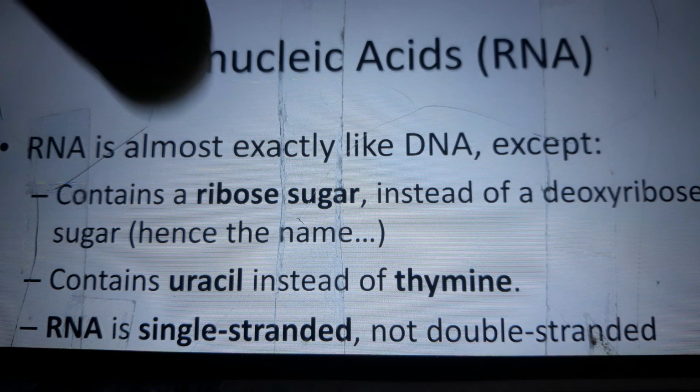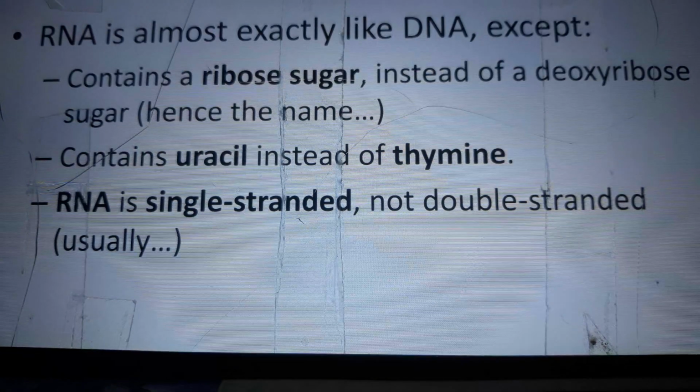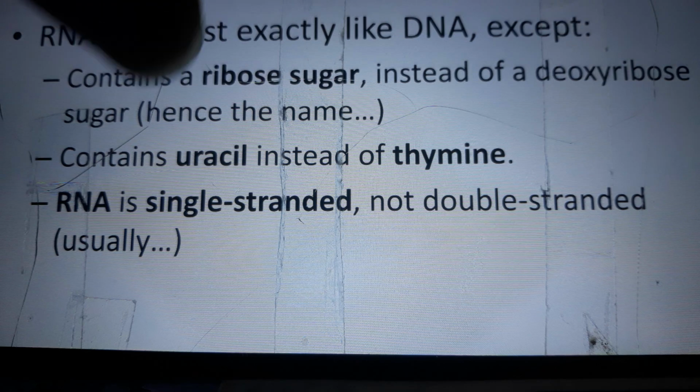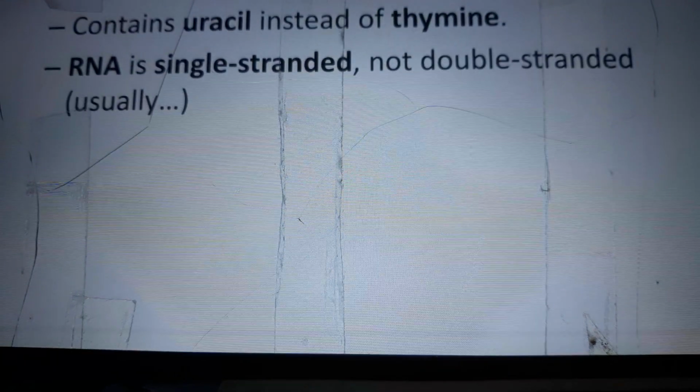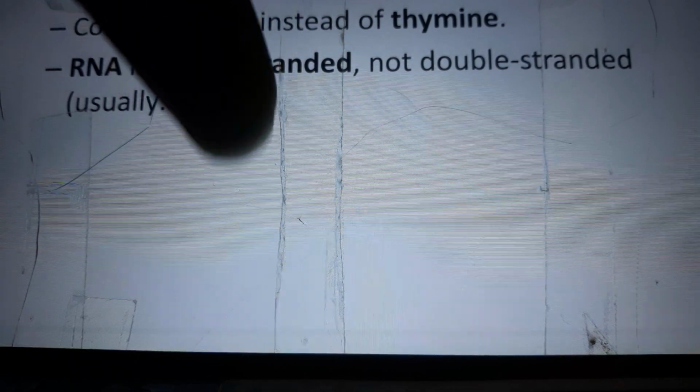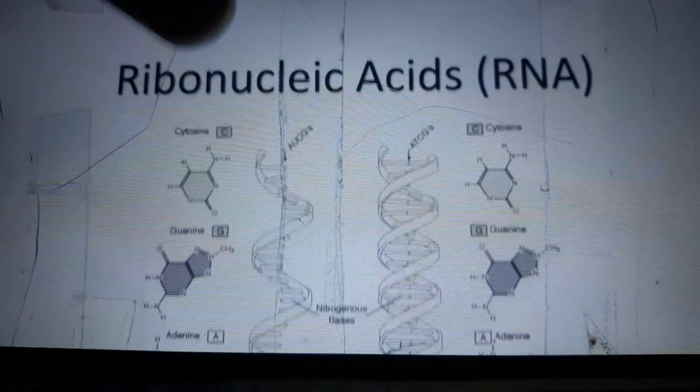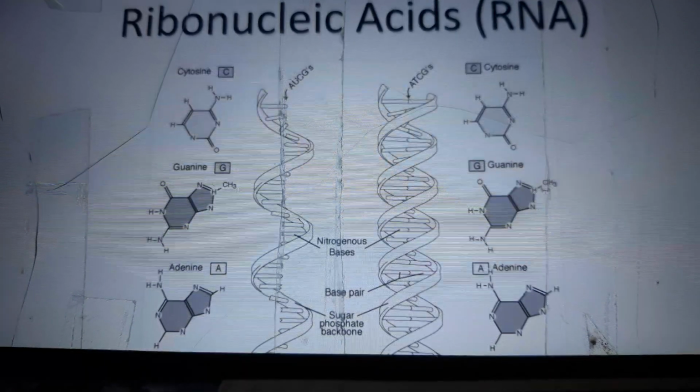RNA is almost exactly like DNA except it contains a ribose sugar instead of a deoxyribose sugar, hence the name. It contains uracil instead of thymine. RNA is usually single-stranded, not double-stranded. Ribonucleic acid, RNA, you see your cytosine, etc.